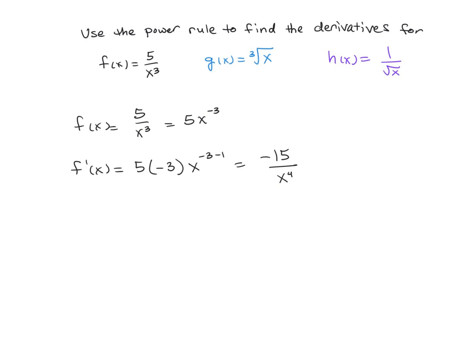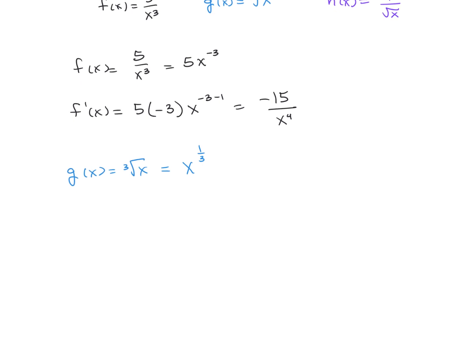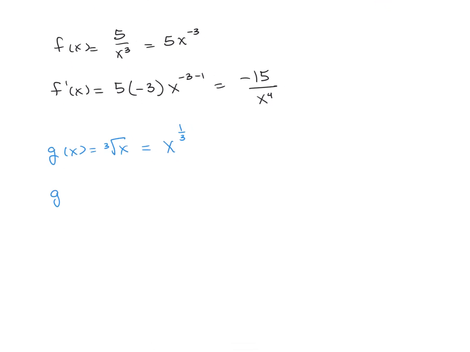We now move on to g of x. G of x is initially written as the cube root of x. Well, we know that's the same thing as x to the 1/3 power. So for its derivative, we're going to have our 1/3 come down out front as a multiplied coefficient, and then subtract 1 from the exponent. And this turns into 1/3 times x to the negative 2/3 power.